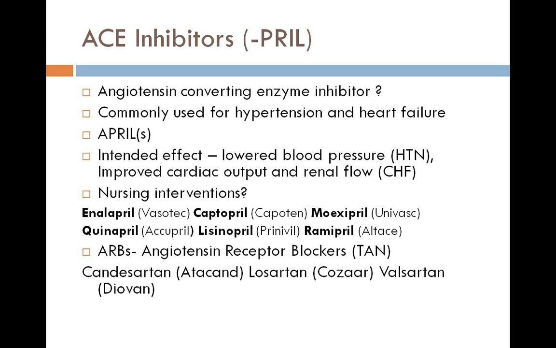So we're opening up those vessels, and by opening up those vessels, we're improving cardiac output, and then we're improving renal flow because we've opened up the vessels, and now we have more blood flow to the kidneys, and so we know that that means that we're going to have increased urine output. So what are our nursing interventions when we have a person that is receiving ACE inhibitors?